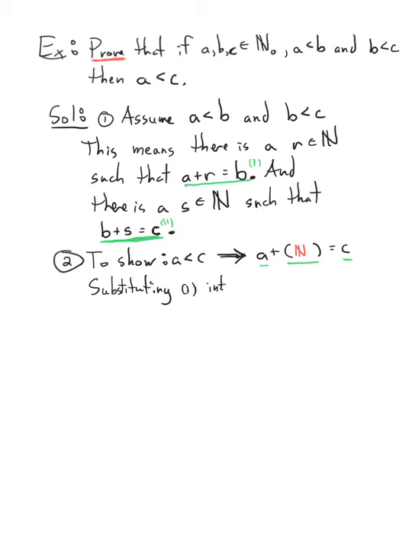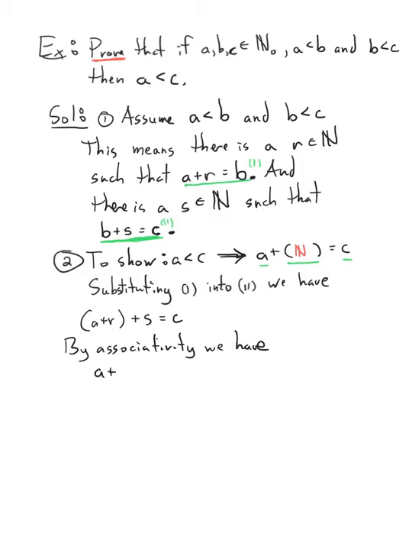substituting equation I into equation double I, we have that, well, B is the same as A plus R, plus S equals C. So we're almost done. Now we just have to realize, hey, look, we can just change where the brackets are, and then this R plus S will be our natural number. So let's tell the reader we're doing that and why we can. So by associativity, we have that A plus R plus S equals C.